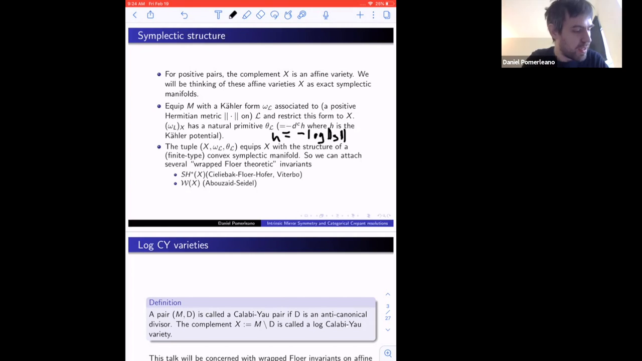So there's a bunch of wrapped Floer theoretic invariants that one can study. The earliest one, I think, that was defined was the symplectic cohomology, which in the form that I'm going to study was introduced by Viterbo. And then a little bit later, Abouzaid and Seidel introduced a categorical version of Viterbo's construction, where you have cylindrical exact Lagrangians. This is the wrapped Fukaya category, wrapped Floer cohomology.